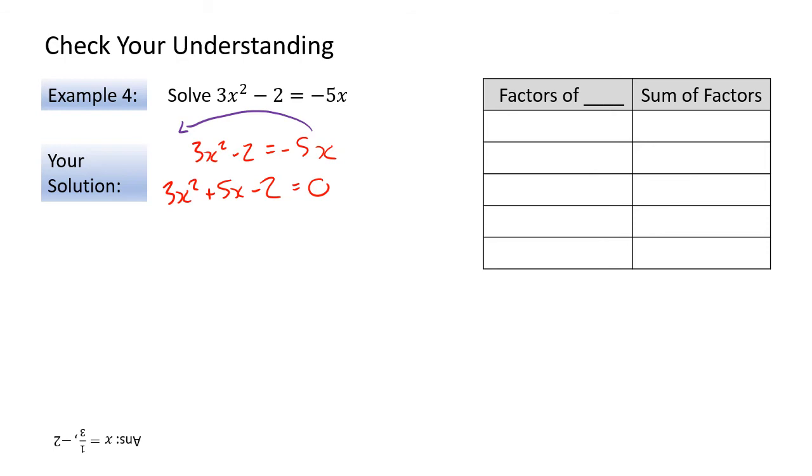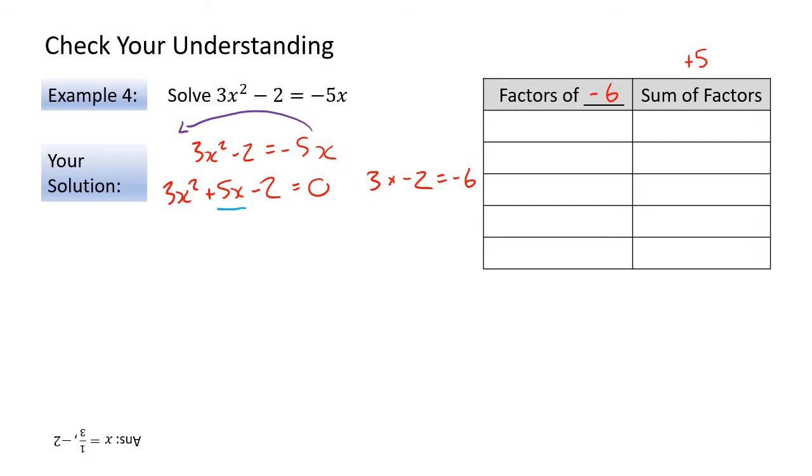So we see here that behind the x squared term is no longer just 1, okay, it's 3. So what we do is we have to multiply 3 times negative 2. Okay, so the constant multiplied by the coefficient behind the x squared term, and that's negative 6. So we're looking for factors that multiply to negative 6, but they still have to add up to positive 5. Okay?